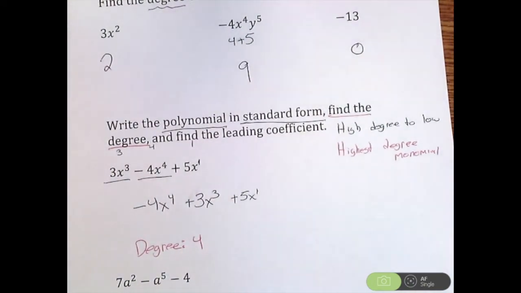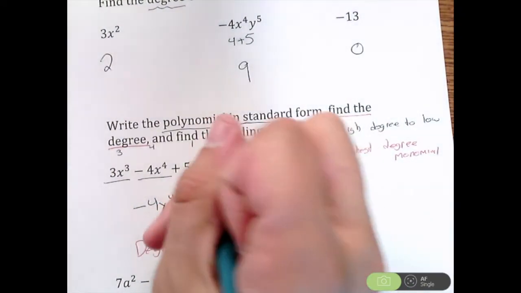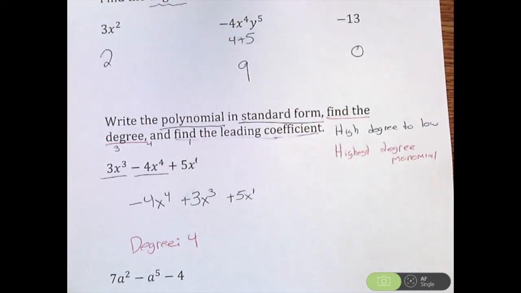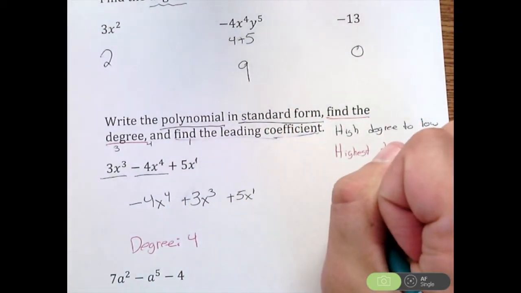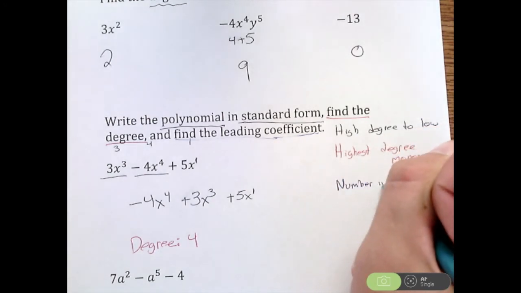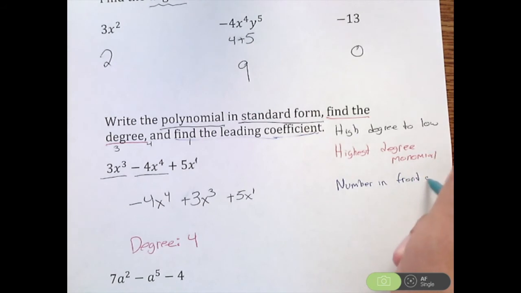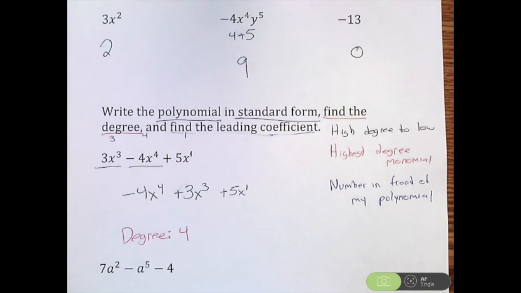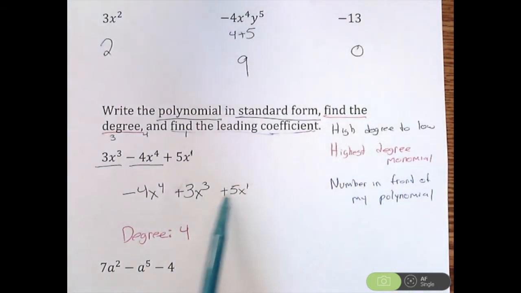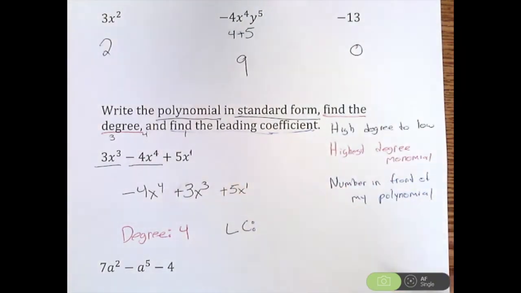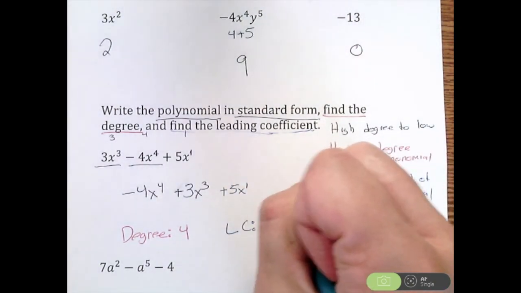And then finally, the last thing I want to focus on is finding the leading coefficient. The leading coefficient is the number in front of my polynomial. It's the number in front of my polynomial. So number in front, negative 4. So the leading coefficient, I'm going to use LC there, is just negative 4.